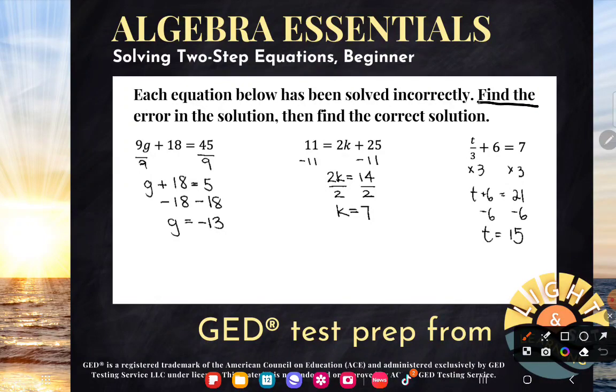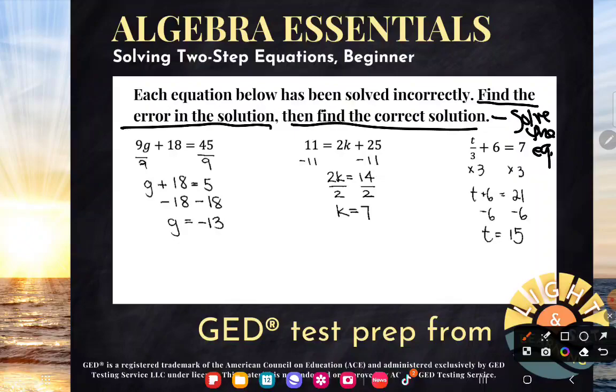So that's the first thing we need to do, find the error. Then find the correct solution. Find the correct solution just means the same as solve the equation. Now, why do I say this is prepping you for one of the hardest GED problems? Well, there's some tricky ones that sometimes come up where instead of asking you to solve them, they show you somebody else's solution and you have to find what line they made a mistake in. So this is pretty tricky.